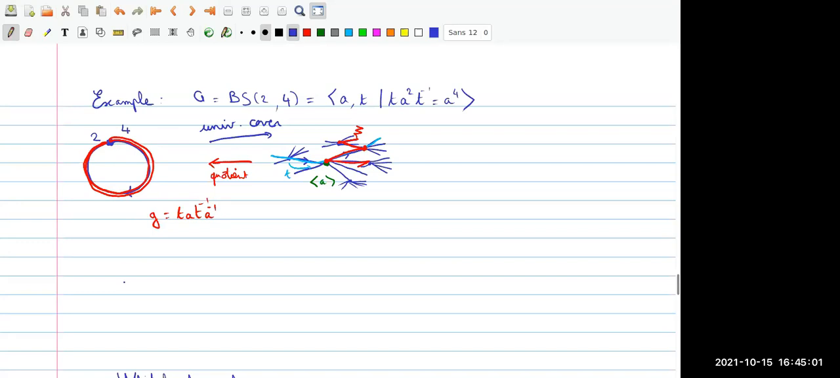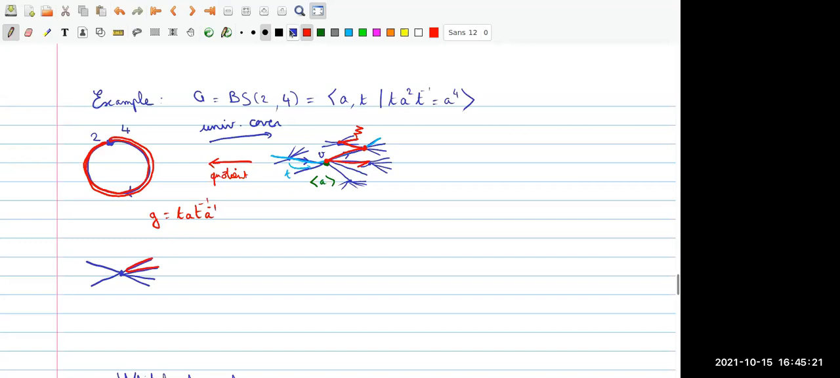Let's have a closer look at the vertex V here. So there are two edges on the left and four on the right. And there is this red axis, which comes here and goes back this way.